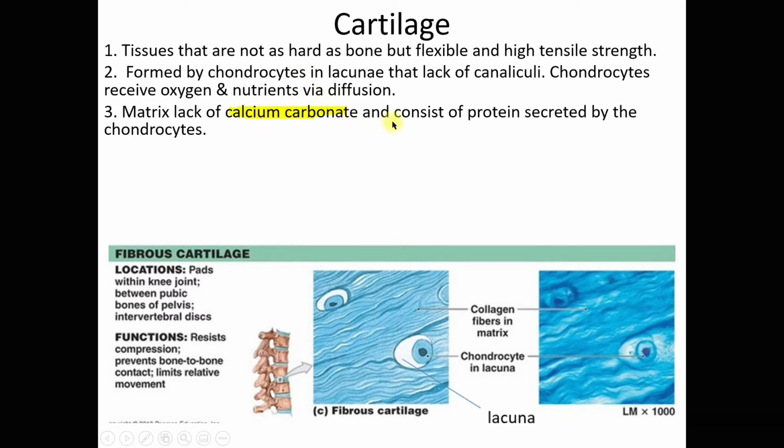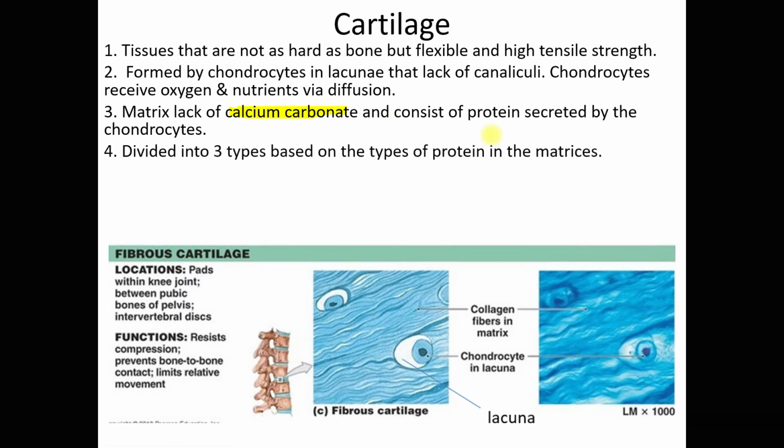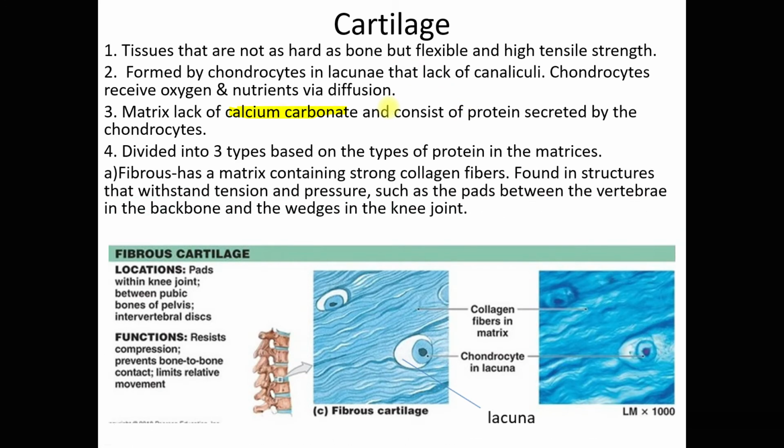Okay, and consists of protein that's secreted by the chondrocytes. So there are three types of cartilage based on the types of protein in the matrix or matrices. So the first type of cartilage is the fibrous cartilage. This is the fibrous cartilage. Okay, and this is where it can be found. Pads within the knee joint, between your pubic bones of pelvis, and in your intervertebral disc. Okay, this is where the fibrous cartilage can be found.